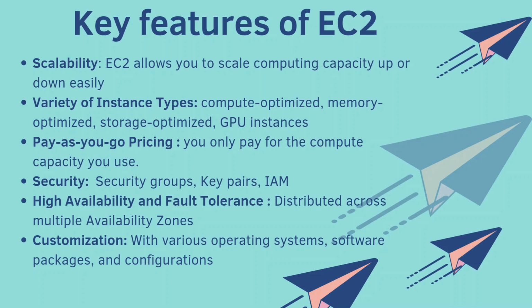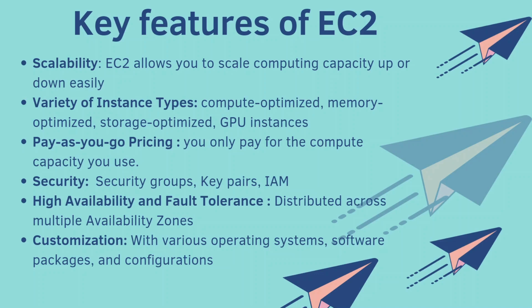Now, variety of instance types. EC2 can be of various instance types such as compute optimized. Compute optimized is for those workloads which are heavily dependent on compute capacity. Then some workloads are memory optimized, where more memory is used. Then storage optimized, then GPU instances also we can use for high performance computing.